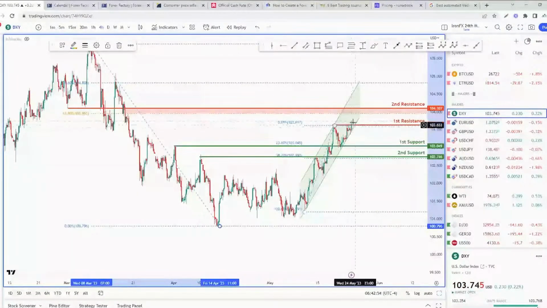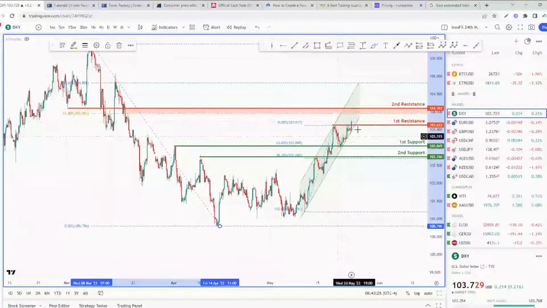So if you have gone long on the dollar index around this level, for example, if you had a breakout strategy and not a reversal strategy, and you're looking for a breakout, you would have gone long at the first resistance, and perhaps you'll be looking to take profit between 103.95 and 104.10.